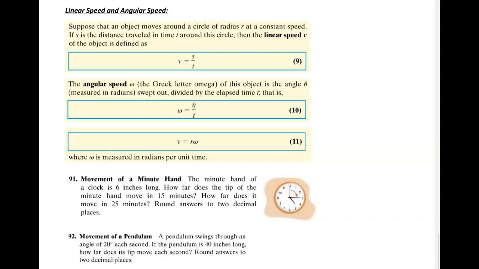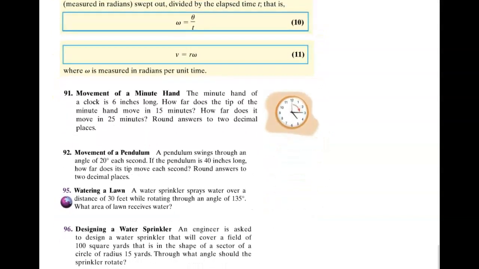In this video, we are going to look at a few word problems. So let's start with 91, movement of a minute hand. The minute hand of a clock is 6 inches long. How far does the tip of the minute hand move in 15 minutes? And then again, how far does it move in 25 minutes? So we're looking at how far does it move.